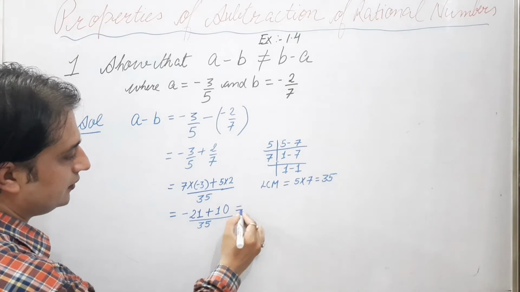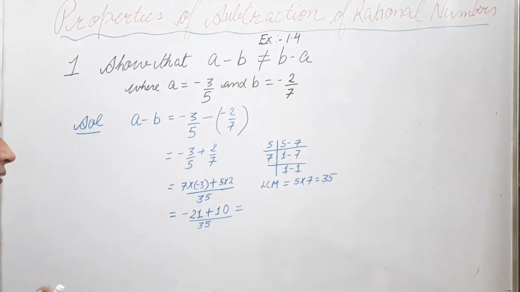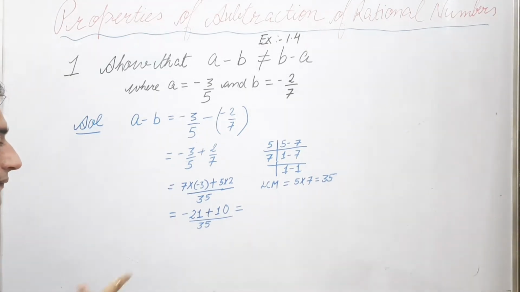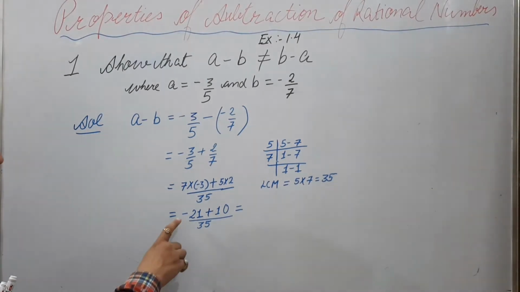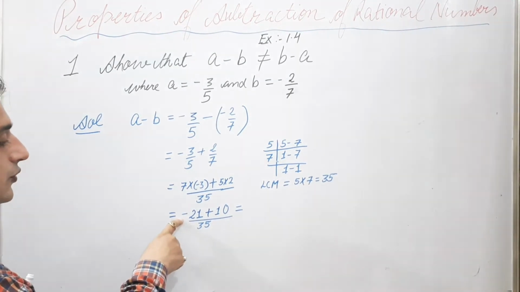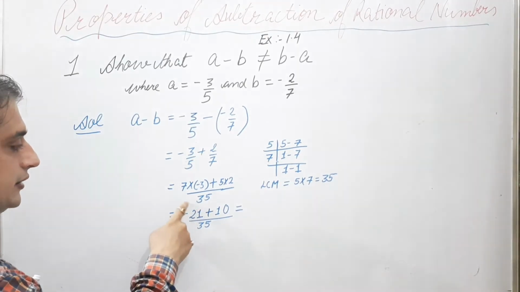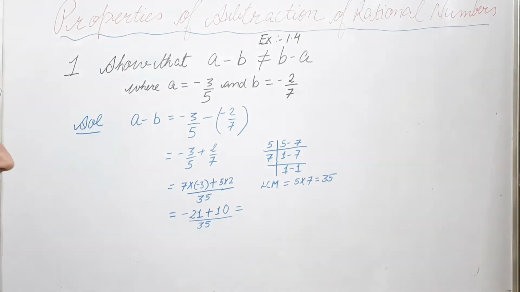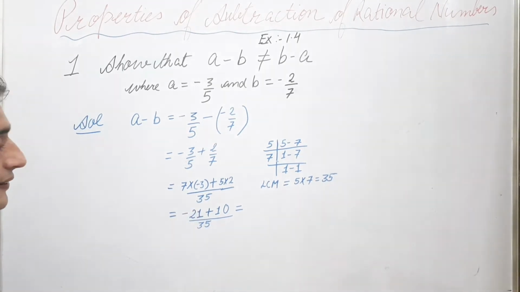Right? Further solve it. Now here 21 is of negative sign and 10 is of positive sign. The net result is subtraction. But you have to assign the sign of that number which is greater. ये minus 21 छोटा है as compared to 10. But इसका जो अगर हम sign ना देखें तो 21 is greater than 10.